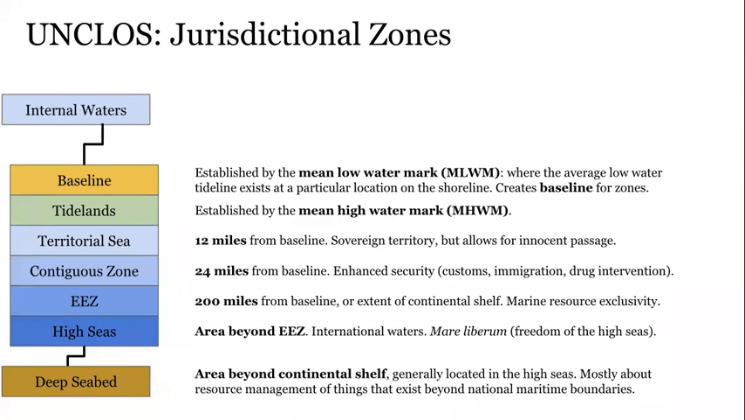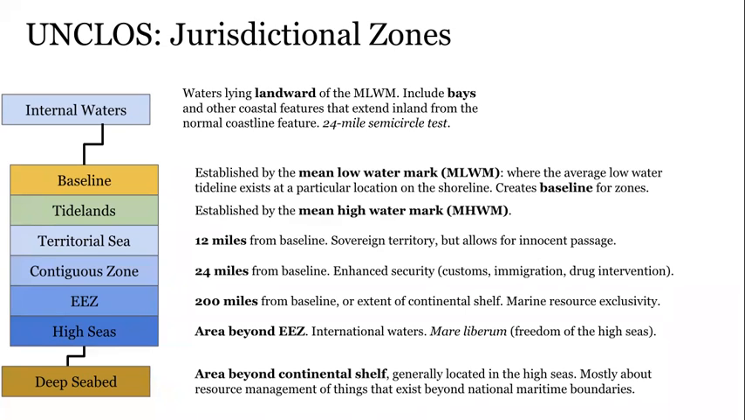And then there's also internal waters. Internal waters are waters lying landward of the mean low water mark. They include bays and other coastal features that extend inland from the normal coastline feature. There's something called a 24-mile semicircle test. The best way to explain this, if you can see this, is to just show you. So, here's the baseline. The baseline is the mean low water mark.